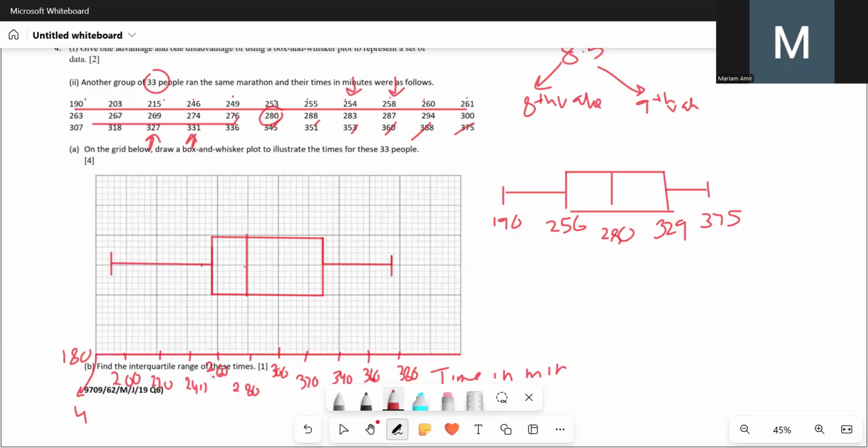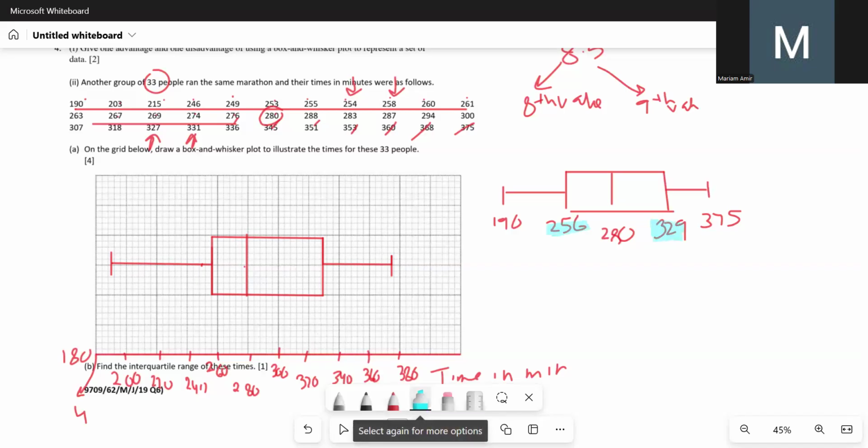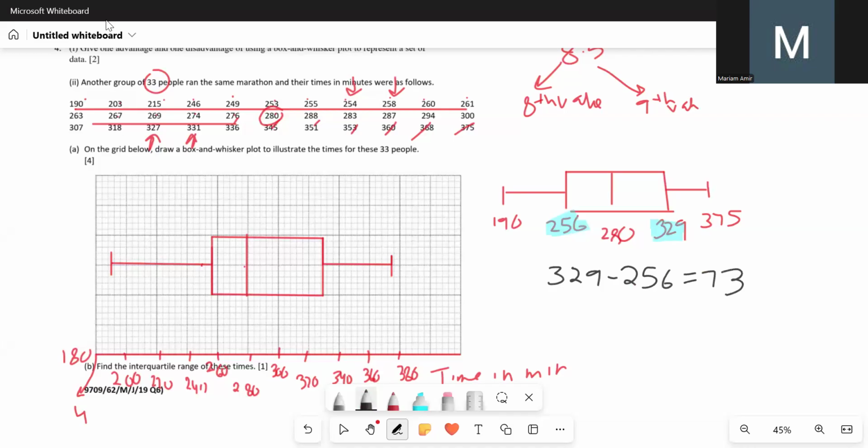Part B, find the interquartile range of these times. So that's easy. Upper quartile minus lower quartile, 329 minus 256, which gives us 73.